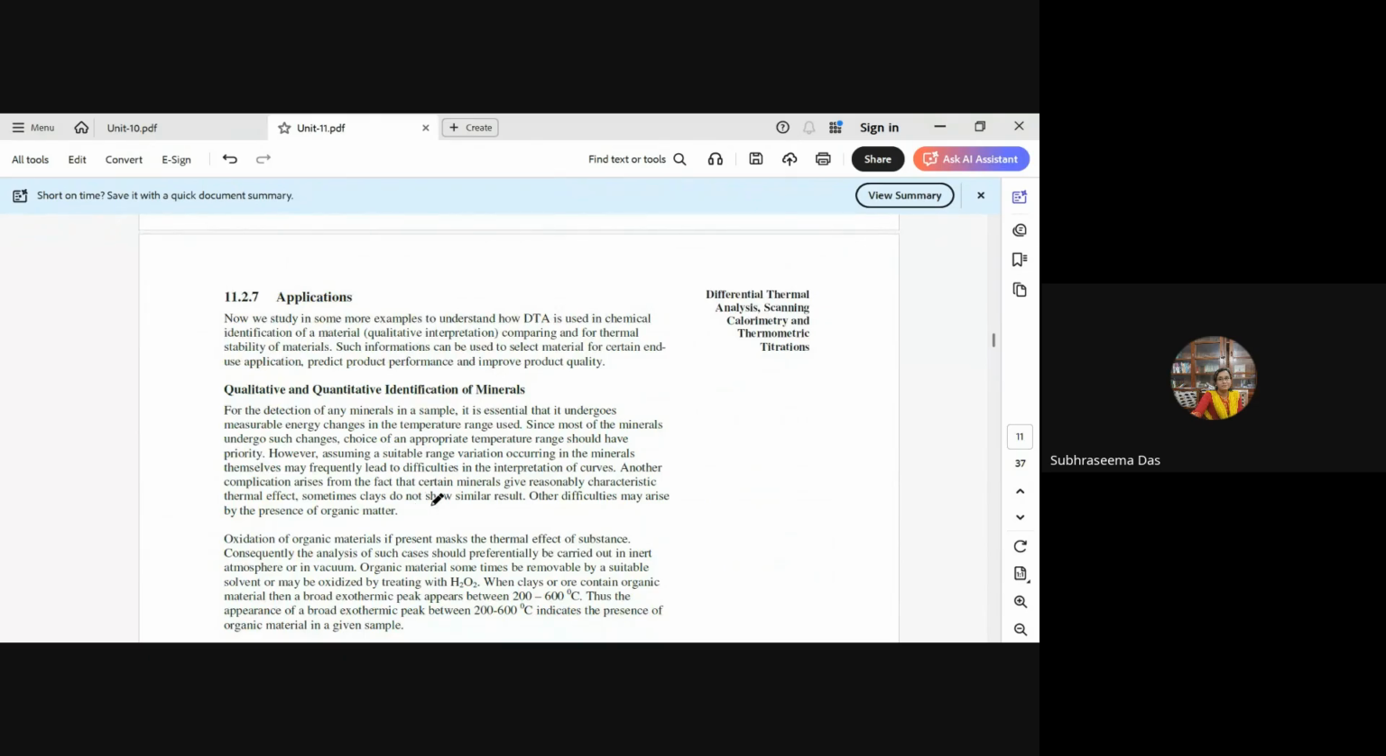Then coming to the applications of DTA, the practical applications of DTA, how DTA is used.